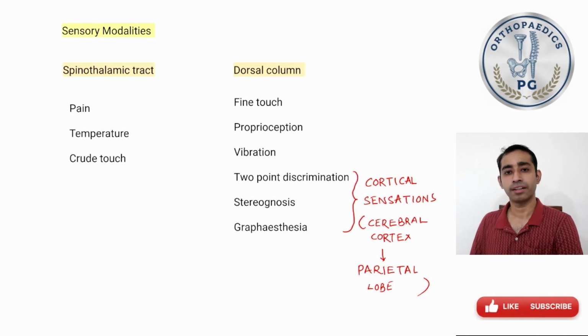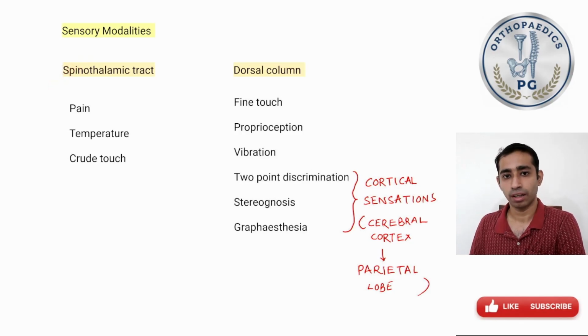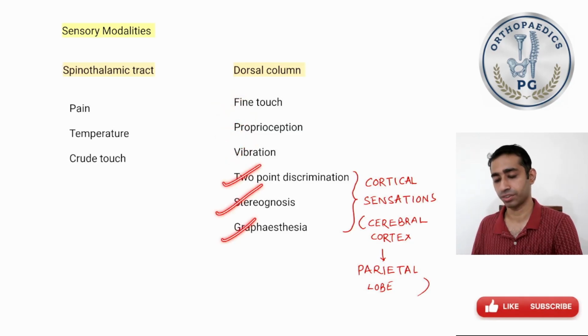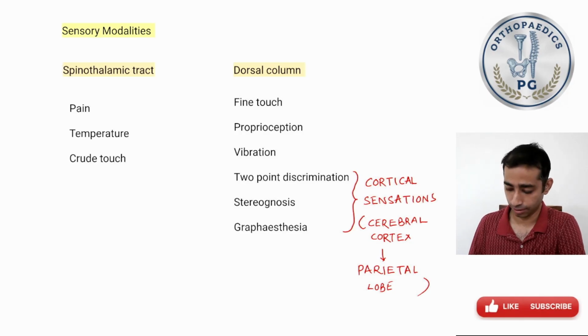Now the sensory modalities which are commonly checked are the sensations carried by the spinothalamic tract, which are pain, temperature and crude touch, and the dorsal column sensations, which are fine touch, proprioception, vibration, 2-point discrimination, stereognosis and graphesthesia. Now these three are also known as cortical sensations because these require higher processing in the cerebral cortex, especially the parietal lobe, and other sensations should be intact for these to be tested.